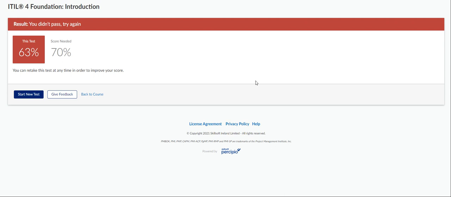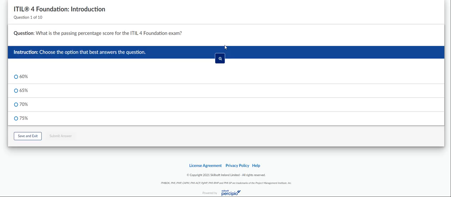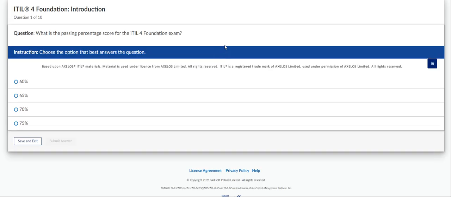Done. I'm not sure if we pass it. We're at 63%. Passing is at 70. Okay, ITIL is not an easy certification to take on. So we really need a lot of studying. This is only, again, the introduction. Moving on, let's try again.